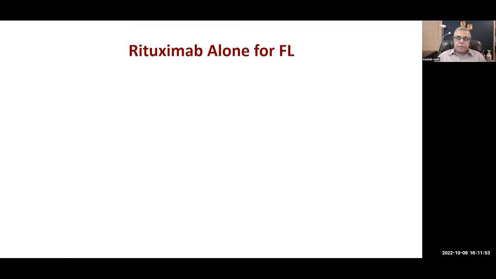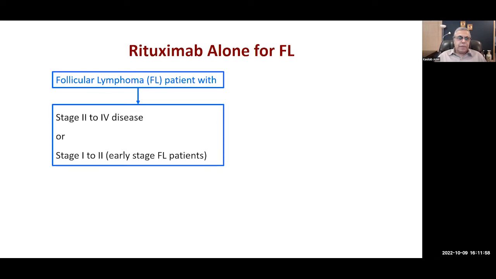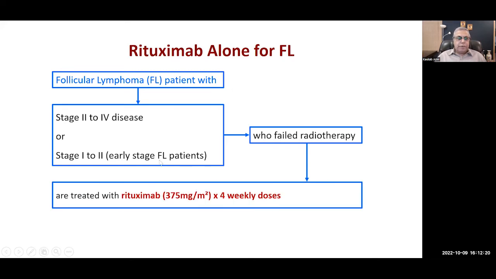Okay. Rituximab alone for follicular lymphoma patients with stage 2 to stage 4 disease, or early stage, stage 1 or 2, follicular lymphoma patients who failed radiotherapy, right? So for these stage 1 and stage 2 patients, we saw that the treatment of choice, or what we call the standard of care, is radiotherapy. If that fails, then they are treated with rituximab in 4 weekly doses, or if you choose, you can combine it with chemotherapy if it is an advanced disease.